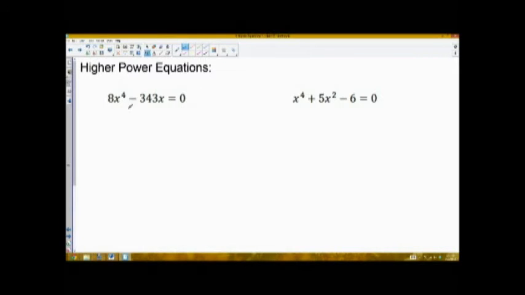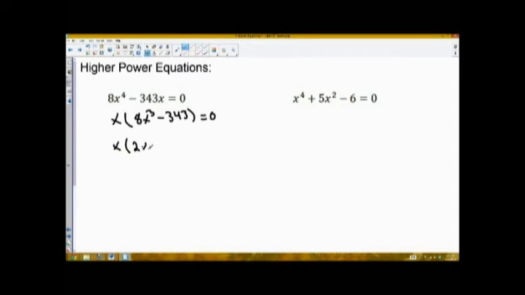There is a greatest common factor between these two. GCF is the first thing I would check for. So first I'm going to factor out an x. I'm left with 8x cubed minus 343 equals 0. The second term continues to factor. It's a difference of 2 cubes.